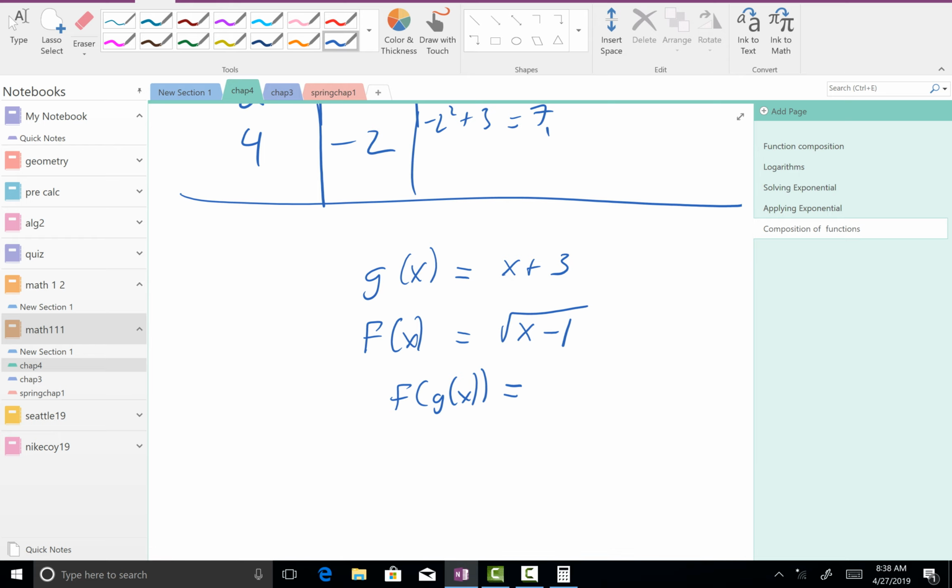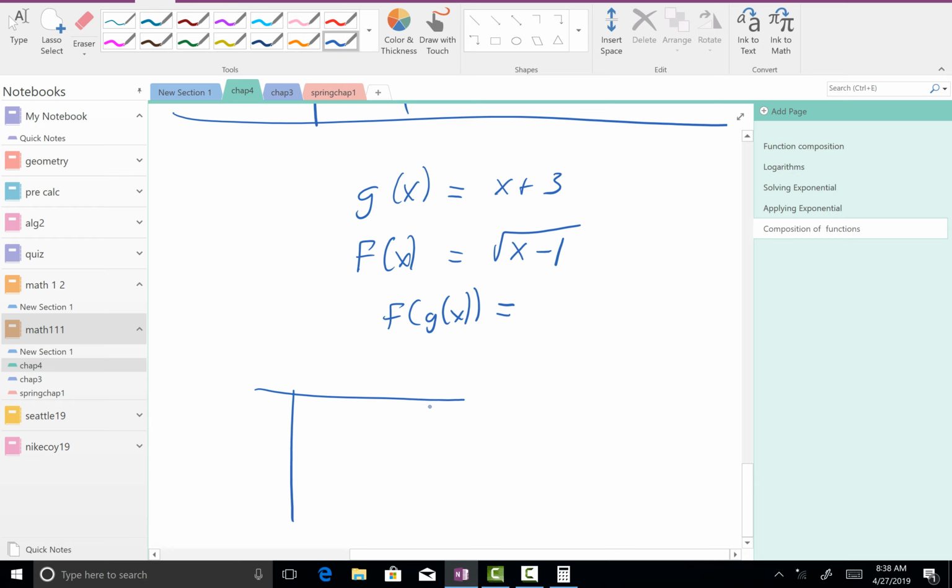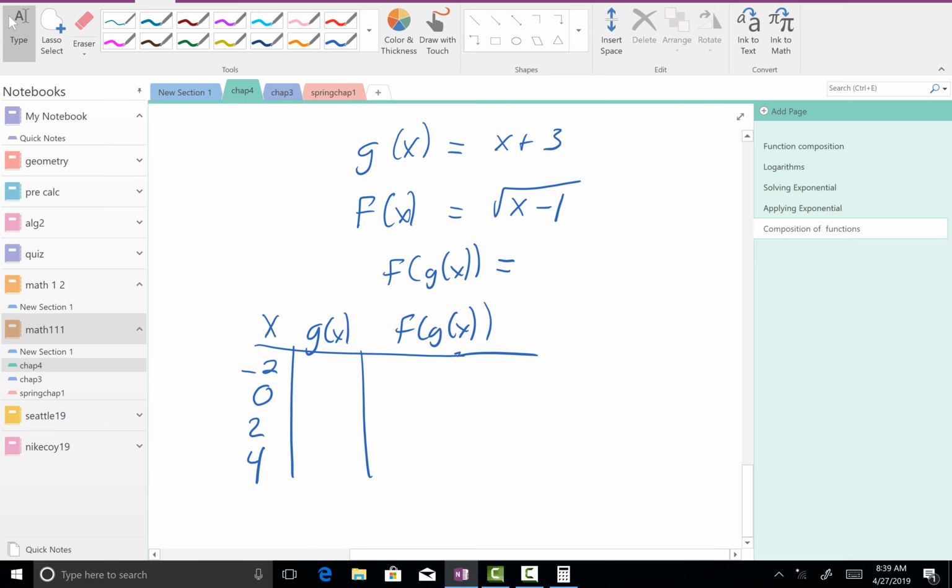All right, so I'm going to make a little chart. Here's my x, here's my g of x, and here's my f of g of x. So I look at the g function. Oh, it's just a line. Again, that's a domain of all reals. So I could pick a number of different answers there. I could go with a -2 and a 0 and a 2 and a 4, just like I did last time. I'm going to pick a -4 also here. Okay, so I'll put -4.